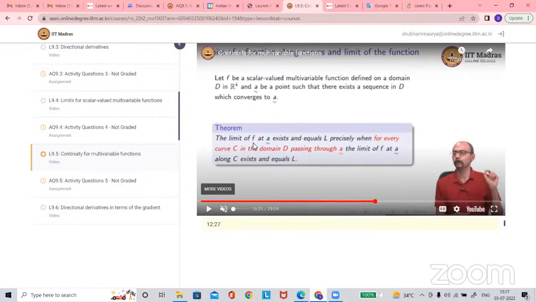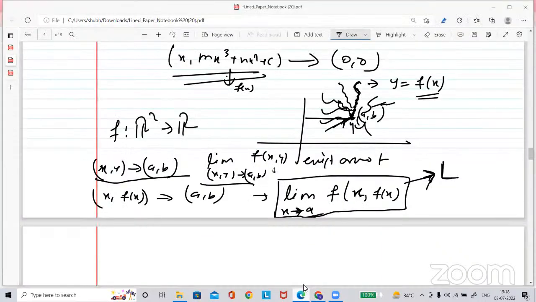So here, the limit of f exists and is equal to L precisely when, for every curve C in the domain D passing through A, the limit of f at A along C exists and is equal to L. So this theorem says that whatever approach you are taking to approach A, the function should also go to exactly L.